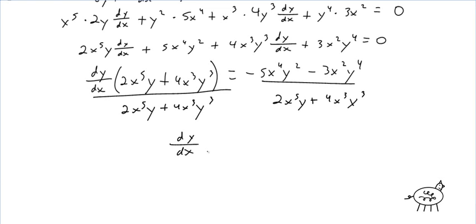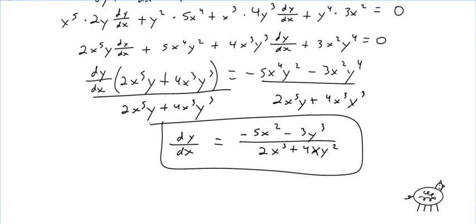Now, I can simplify this a little bit. You guys agree that I can take a y out of here, and I can also take an x squared, because all terms have a y and all terms have an x squared. So I can factor that out, and I wind up getting negative 5x squared minus 3y cubed, all over 2x cubed plus 4xy squared. That's it. That's my answer. That's as simplified as possible. It looks nasty, and this is the deal, math fans: you can have both x and y in your final answer. So x and y are allowed in the final answer.